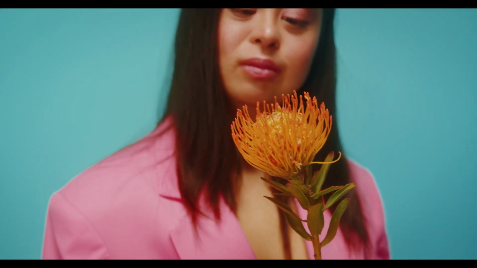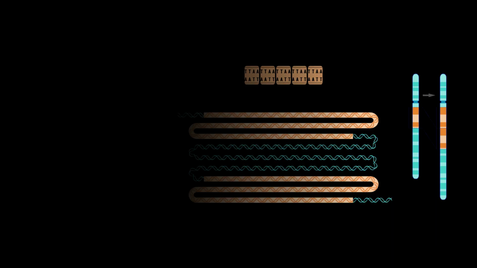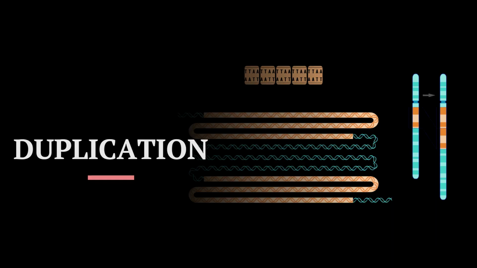These individuals are cherished members of each of their communities, going to college, living independently, owning businesses, getting married, and living their lives as they so choose. The second term for today is duplication.